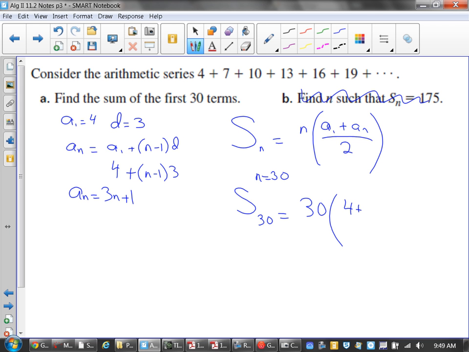So where do I get that from? The other formula. I'll get a30 from 3 times 30 plus 1. What's your 30th term? 91. Everybody okay with that? Do you see how that works? Because you have to use the nth rule to get the 30th term. So I know that my 30th term is 91. What's 4 plus 91? 95.